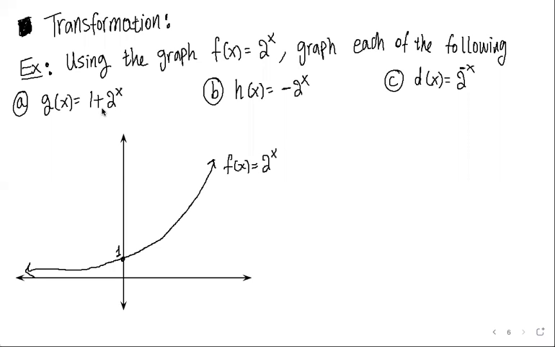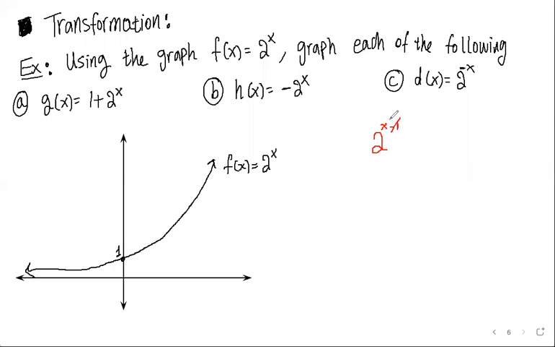Isn't it to the right one space and up two in that case? Okay, let me explain more. If I need it to the right, the number will be inside the parentheses. I mean, if I need it to the right, it's supposed to be 2 to the x minus 1.